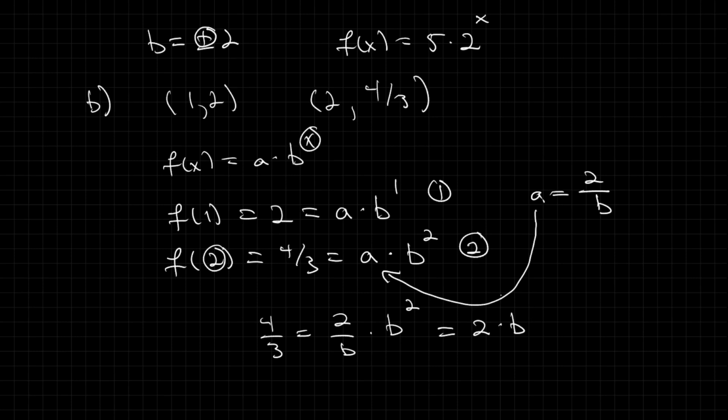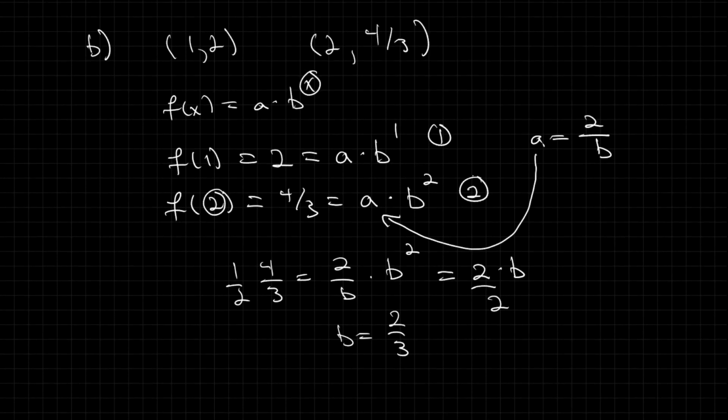In some problems, the algebra using properties of exponentials might be a little bit more challenging, but in this problem it turns out to be relatively straightforward. So we know that 2 times b is 4/3. Dividing both sides by 2, we get that b is 2/3. So we're halfway there. We know what b is. Now we can take this b, put it into either equation 1 or equation 2, and find a.